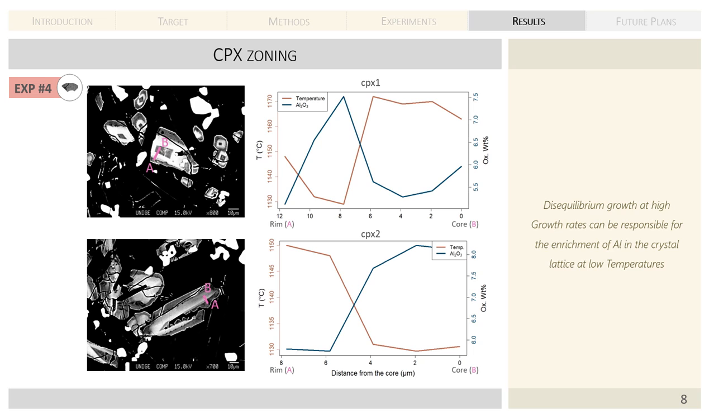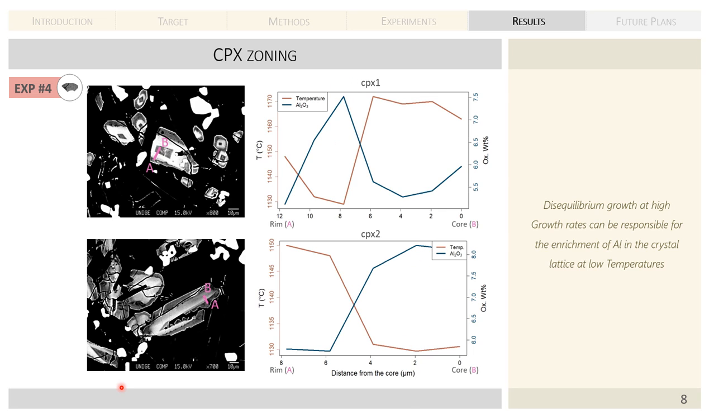Plotting the temperature against the distance from the rim to the core of our experimental pyroxene, we discovered that the brightest areas in the backscatter images, commonly associated with higher temperatures, actually formed during the low temperature steps in our experiments. Here I plotted both the aluminum content and the temperature against the distance from the core to the rim of our experimental pyroxene. What we can notice here is that the low temperature zone is associated with a higher content in aluminum, both here and here, as you can see.